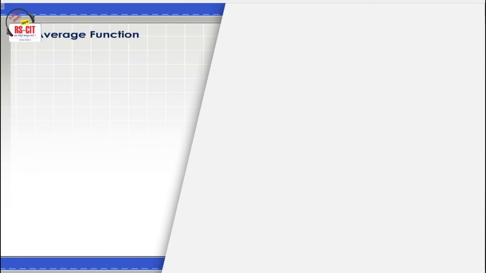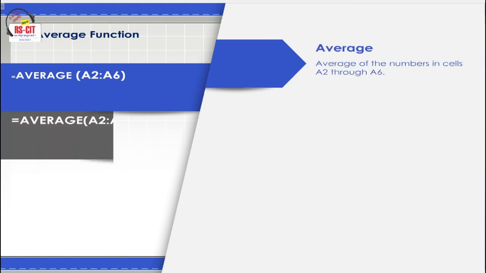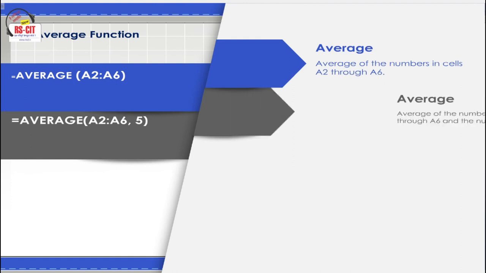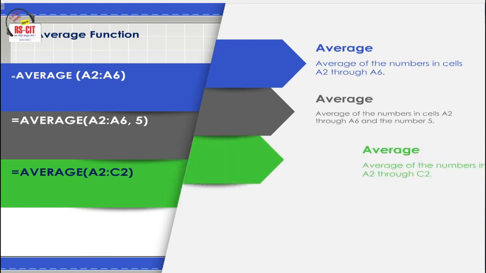Let's do some calculations and learn to use the AVERAGE function now. This function returns the average, arithmetic mean, of the arguments. For example, if the range A1 to A20 contains numbers, the formula equals AVERAGE(A1:A20) returns the average of those numbers.